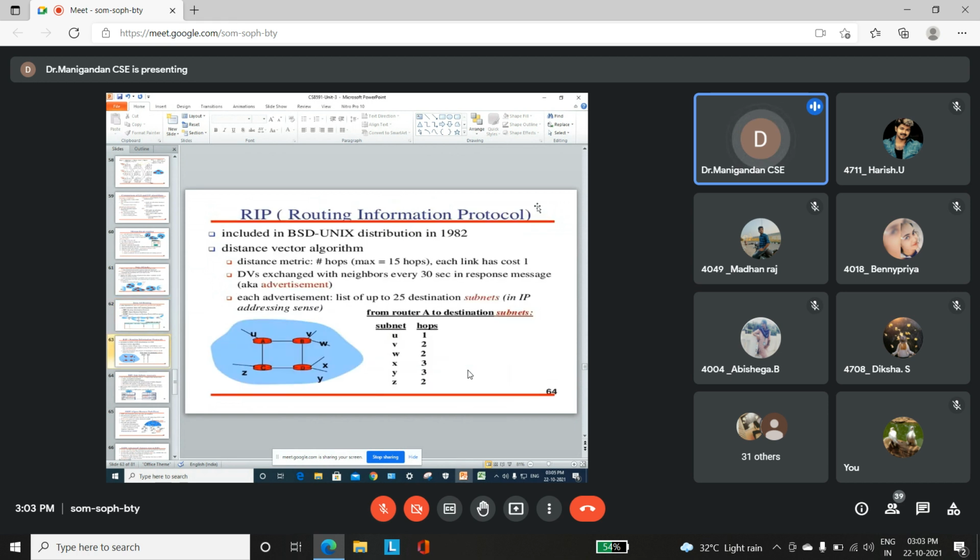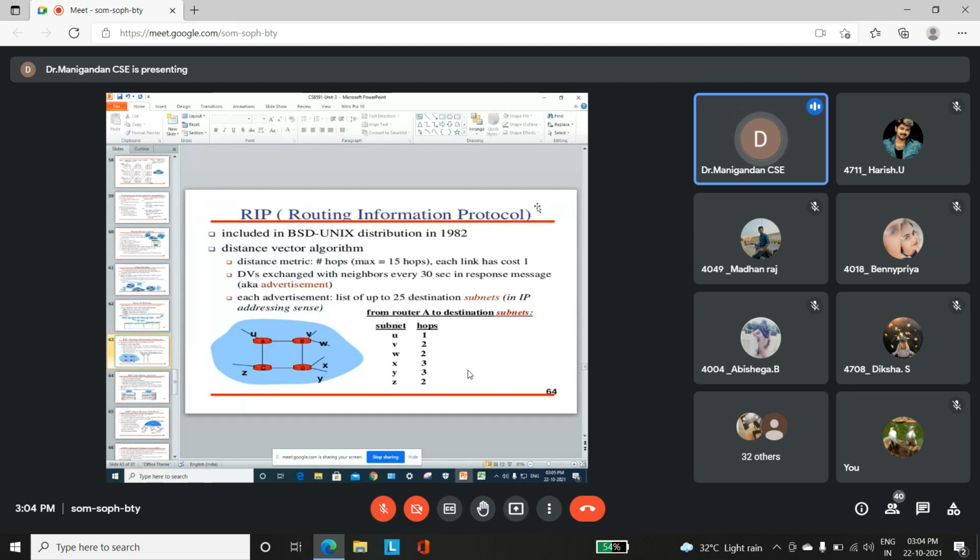Here next is RIP. RIP means routing information protocol, which was included in the BSD Unix distribution in 1982. It is a form of a distance vector algorithm, where a maximum limit of 15 hops can be used. By using the distance vector, it is interchanged every 30 seconds in response message advertisements. Each advertisement lists the number of destinations and the subnet address. Based upon that, the data can be transmitted from source to destination.